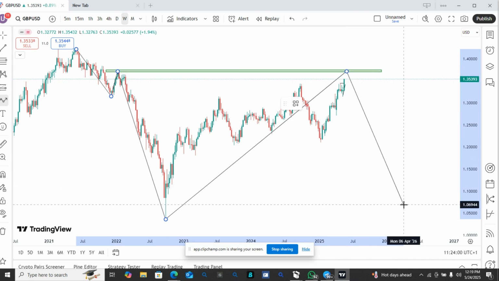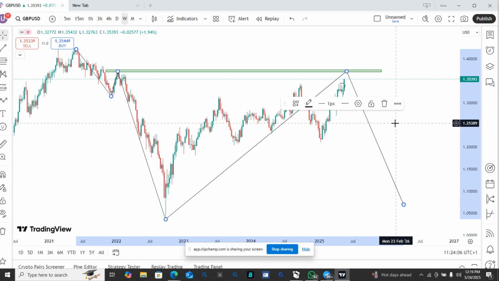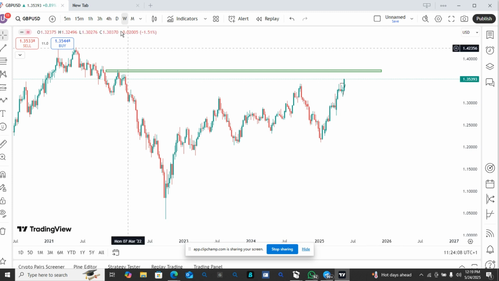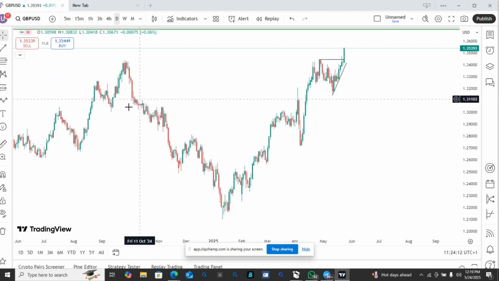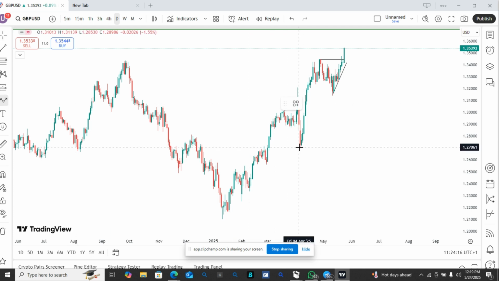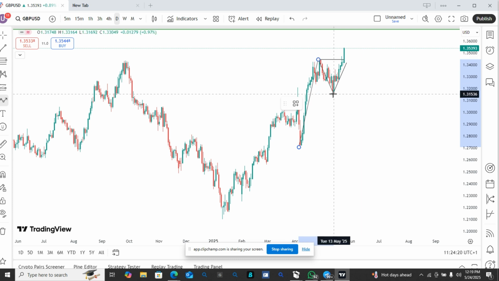So in a weekly time frame, we are pulling back to retest the weekly resistance level. So let's move down to daily time frame to see how we can take this order. So in a daily time frame, we are bullish because we are creating higher highs and higher lows. We created this higher high, higher low, and we've closed above this zone by creating another higher high.